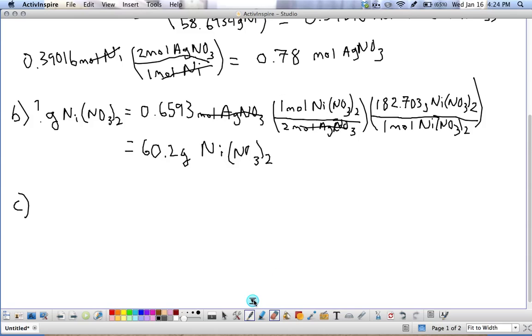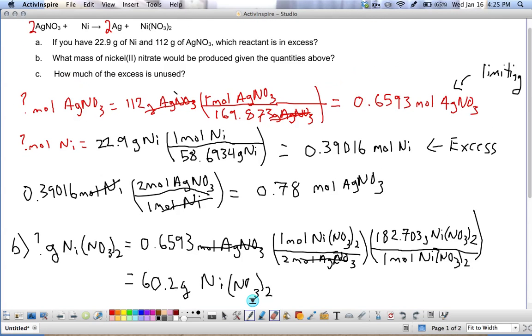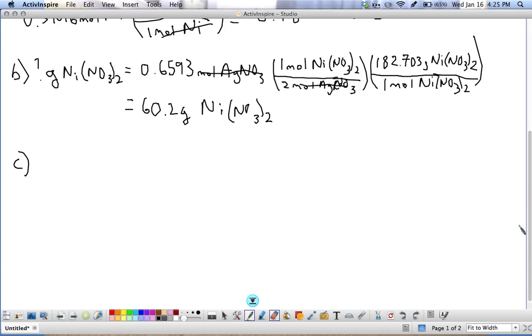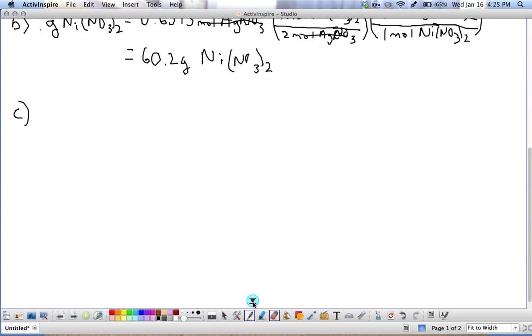Okay, and I'm going to give myself a little extra room, and I'm going to scroll up to the top. How much of the excess is unused? Well, in order to answer how much of it is unused, we need to know how much of it is used. Okay, so we're looking for grams of nickel, and we're given 0.6593 moles of silver nitrate.